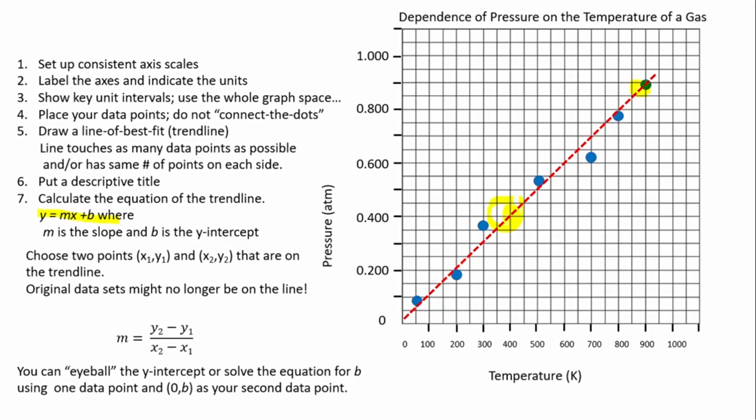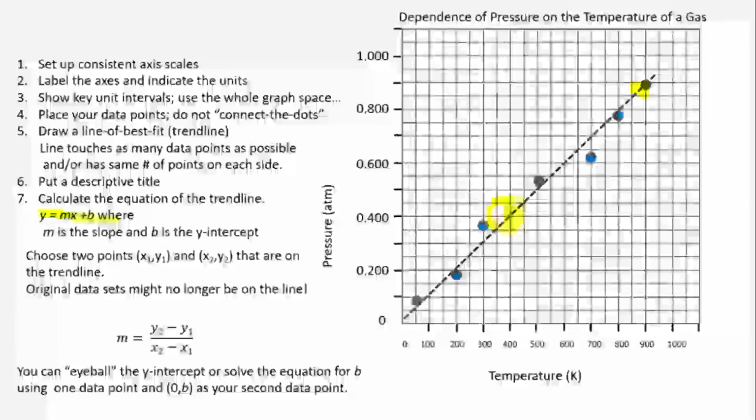Once we have an equation of the trend line, we know how the dependent variable changes for every change in the independent variable. And so we can predict what the values will be at other points in the graph where we don't have collected data points.